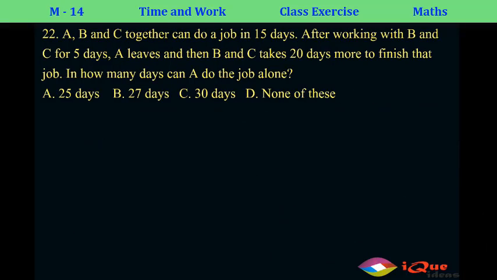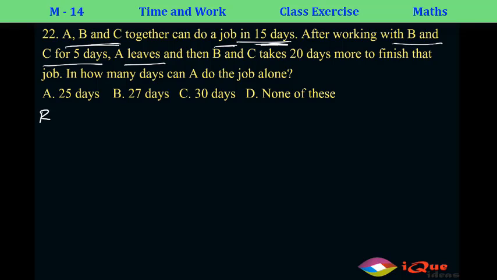Now this question is a very interesting question. It says A, B, C together can do a job in 15 days. Alright. After working with B and C for 5 days, A leaves. That means for the first 5 days, all of A, B, C have worked together. And together they could have done the complete work in 15 days. So out of 15 days, 5 days work is done.